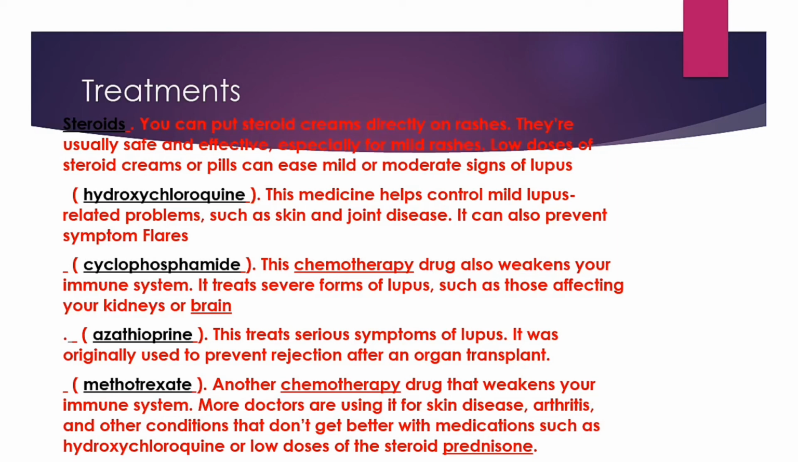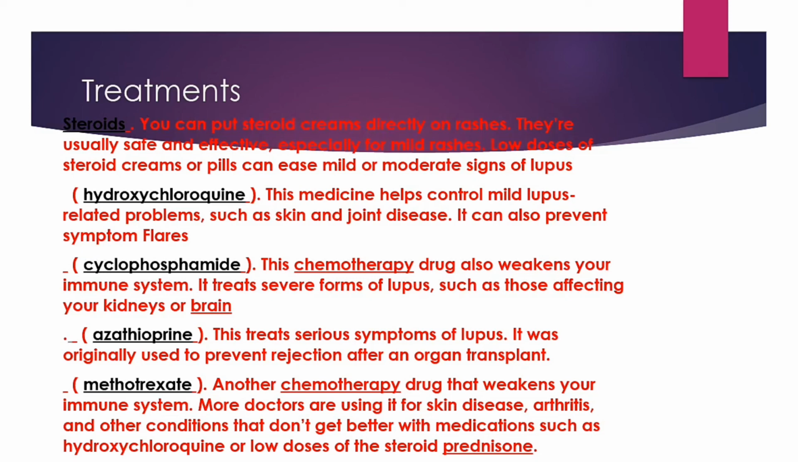Also, azathioprine. This is another immunosuppressant drug that is used to treat the serious symptoms of lupus. So if there is a serious condition, azathioprine is used, and it was originally used to prevent rejection after organ transplant. So this immunosuppressant drug was originally used when there was an organ transplant to make it more successful. But nowadays it is also used in many autoimmune diseases.